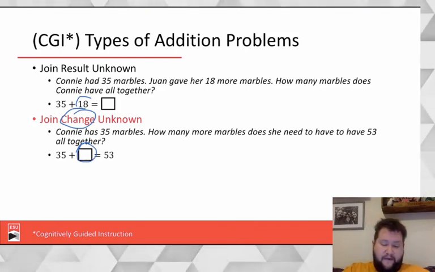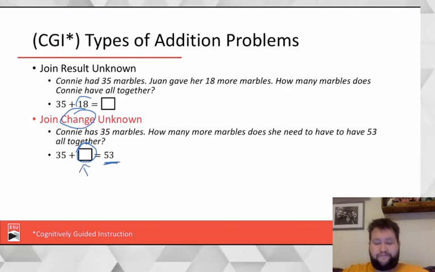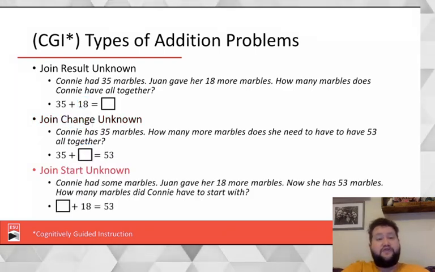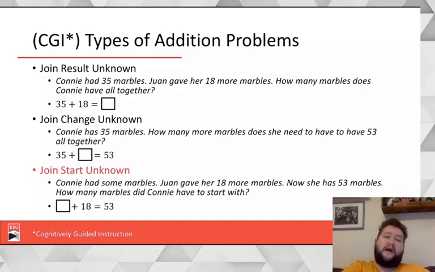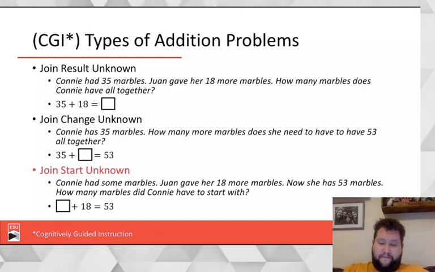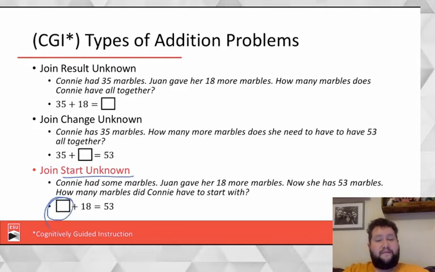So now my result isn't what's unknown, but it's this middle piece that's unknown. And lastly, join start unknown. Connie had some marbles. Juan gave her 18 more marbles. Now she has 53. How many marbles did Connie have to start with? So, start unknown. We don't know how many she started with.